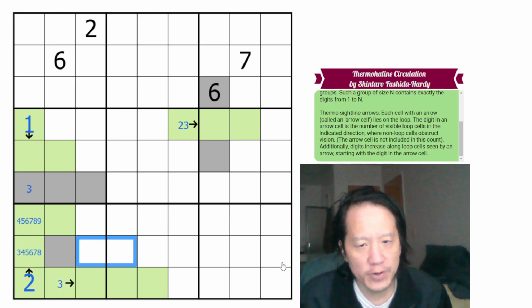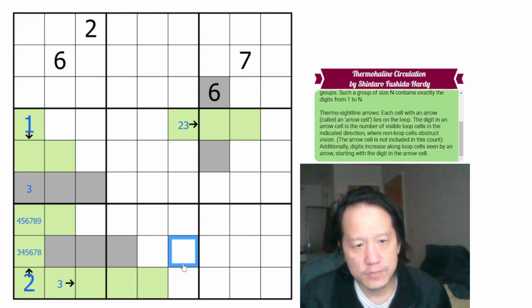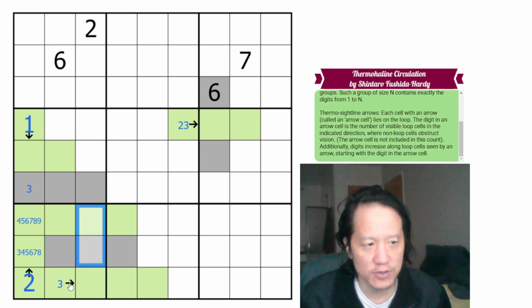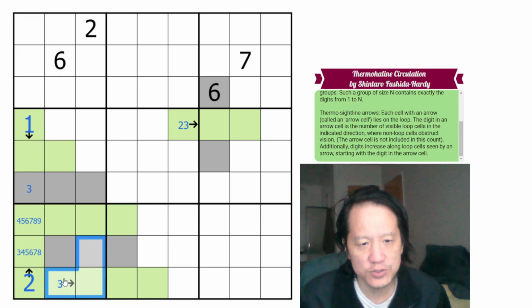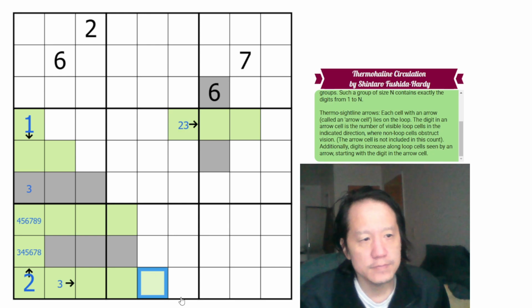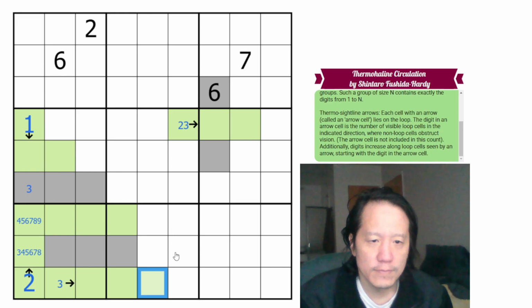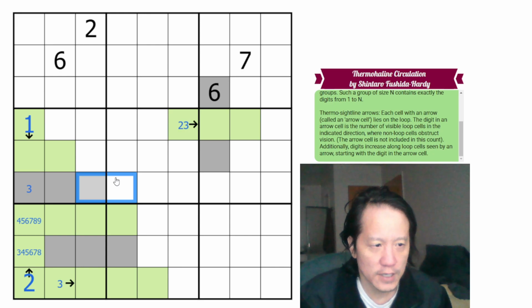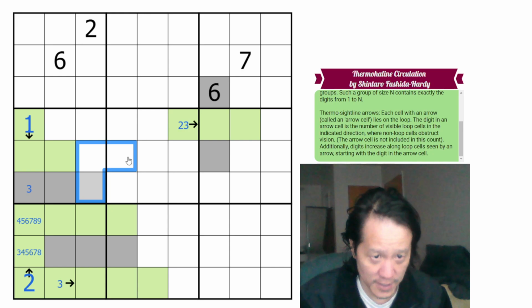This can no longer be part of the loop. These two can't be part of the loop essentially. So therefore, this has to go at least this way. Because these two can't be part of the loop, because if it does part of the loop, then this cell would be next to 3 digits on the loop. So this has to go this way. This has to extend out, at least. But it could be something like that.